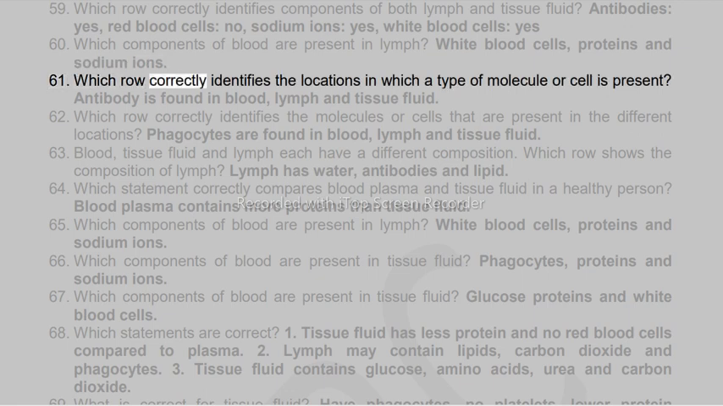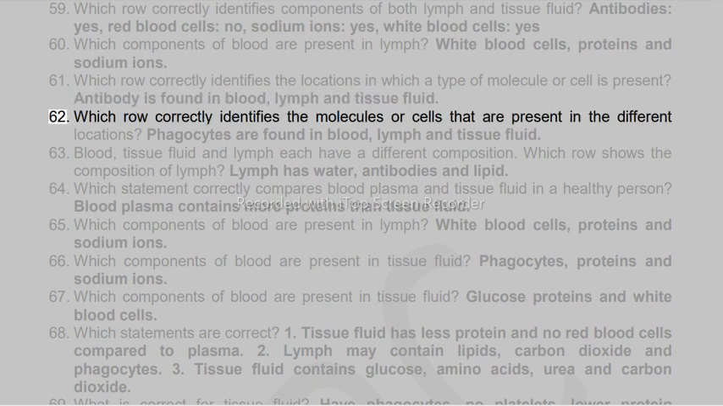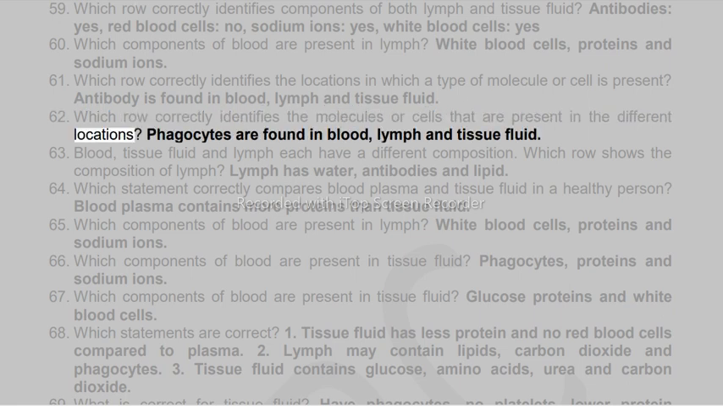61. Which row correctly identifies the locations in which a type of molecule or cell is present? Antibody is found in blood, lymph and tissue fluid. 62. Which row correctly identifies the molecules or cells that are present in the different locations? Phagocytes are found in blood, lymph and tissue fluid.